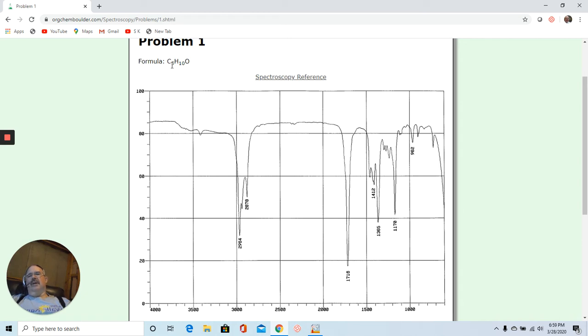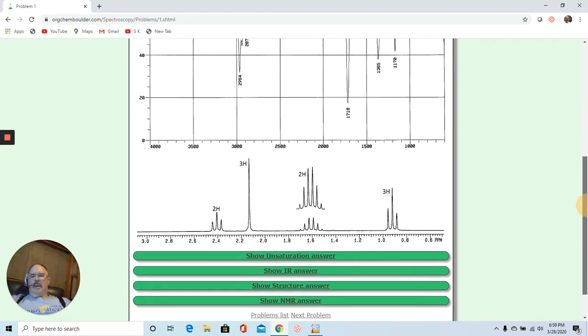Okay, in this first example, we have C5H10O. The fully saturated would be C5H12, so we're missing two hydrogens. We've got one unsaturation unit. Here it is, 1716. That's a carbonyl. And there is nothing to indicate an aldehyde. The aldehyde would be down here around 9 to 11. So it's most likely a ketone.